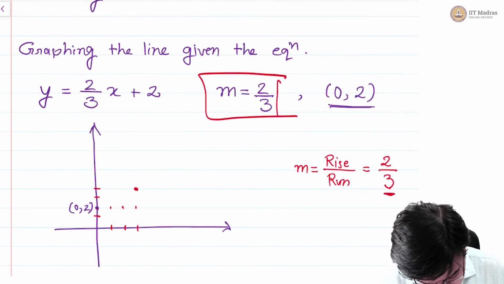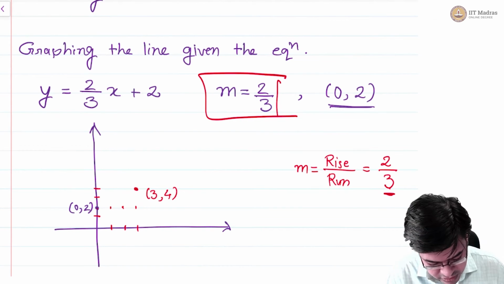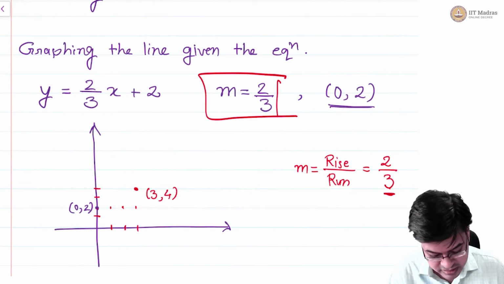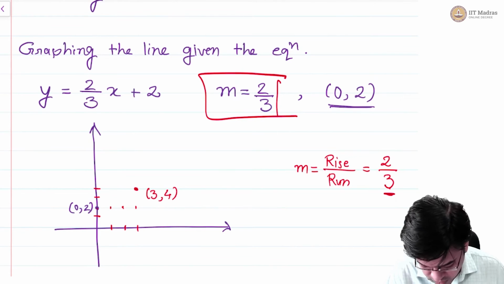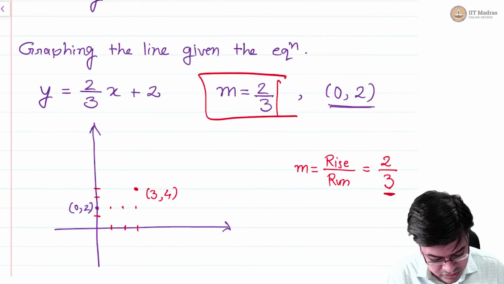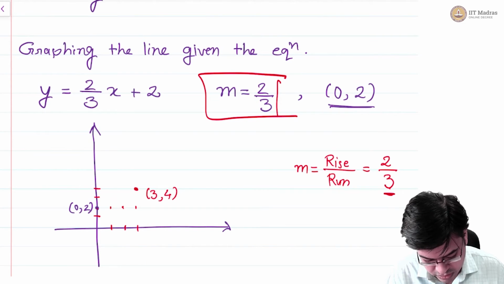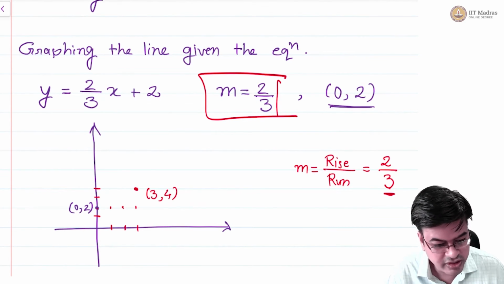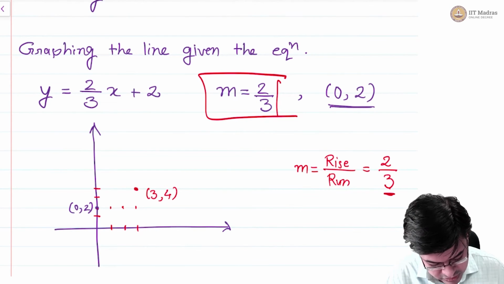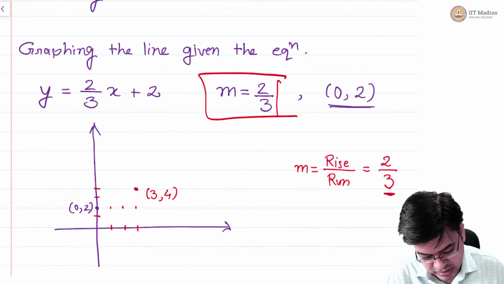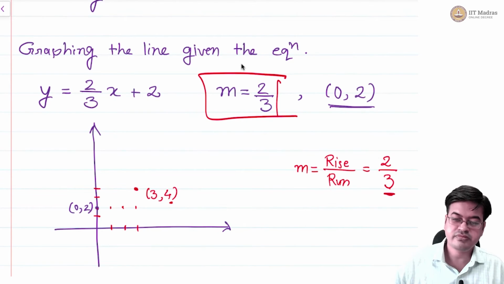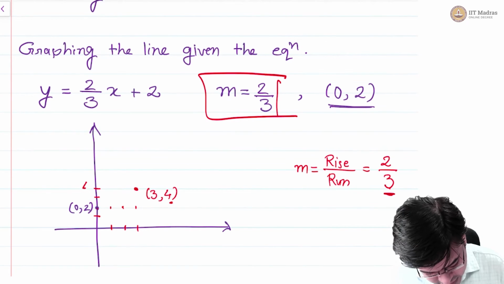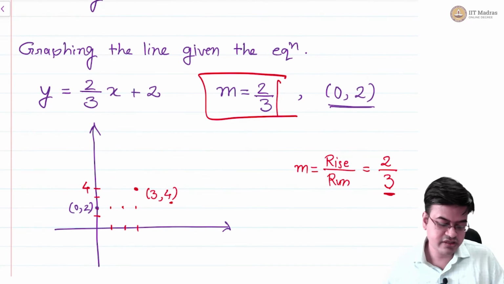What will be the coordinates of this point? 3 comma 4, right? Because from 0 you have traveled 3 units, so the distance on the x-axis is 3 and the distance on the y-axis is 2. So it should not be 3 comma 4. One minute, let me redo the calculation. So 0 comma 2 is the intercept. The distance on, yes, it should be 4. Yes, this is correct. So the point that you are interested in is 3 comma 4.